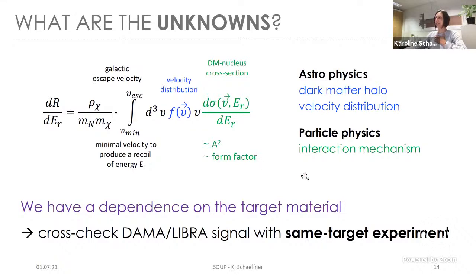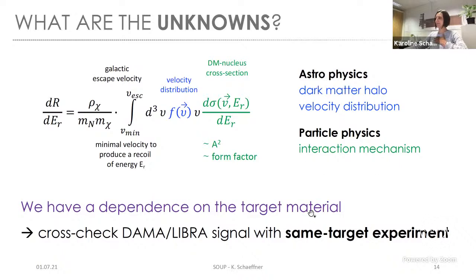The question of why this is interesting comes from the fact that this comparison, or better said the cross-check by the other experiments, is done at least with different targets. So if you again look at this recoil rate, you see you have a part here where the dark matter nucleus cross-section goes in, and here you have a dependence on the form factor, which comes from the nucleus you have in your target.